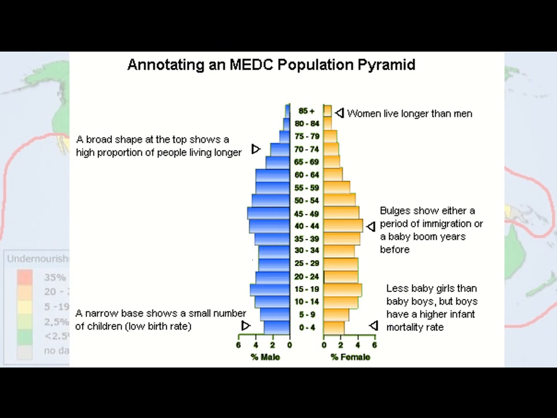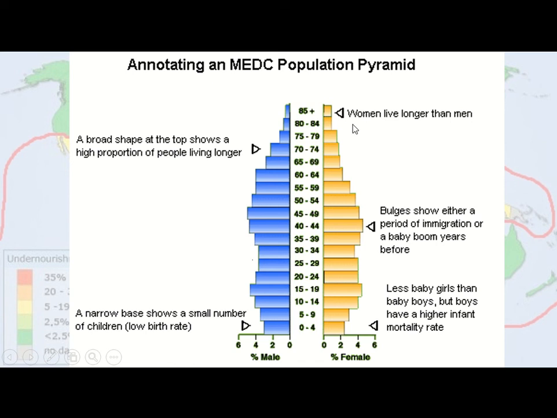Okay, so straight-sided pyramids, or more economically developed country pyramids, you should have identified things a bit like this, and from the notes in your book, you'll have more specifics. Don't worry about the necessarily less baby boys and baby girls, but a narrow base is key here. Low birth rate. Okay, you should have identified that. You might have identified bulges that show maybe immigration or baby boom years.